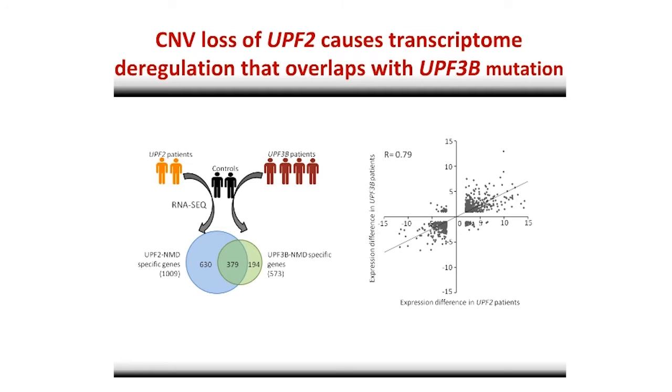So in UPF3B affected individuals, where you have downregulation, we also saw those same genes downregulated in the individuals with UPF2 copy loss, and the same with upregulated genes. So the correlation of changes in gene expression was very similar between these two groups, again suggesting that various insults to this NMD pathway have a shared and common underlying deregulation that leads to a common way in which the brain development is abnormally affected.